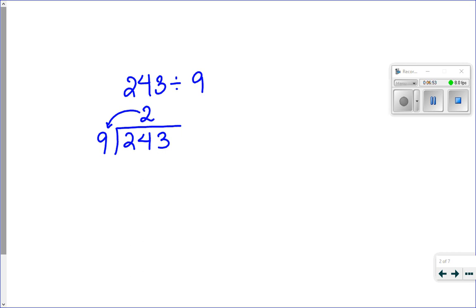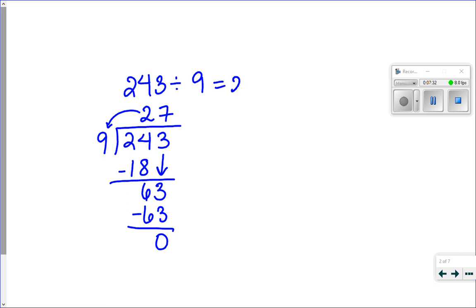And then I'll come down and say 9 times 2 is 18. And then we would find the difference between 24 and 18. That would be a 6. Then we bring down the next digit if there is one, and then we start again. Okay? And then we would play the game again and say, how many times does 9 go into 63? Does it go into 63? The answer is yes. How many times? Well, exactly 7 times. And so 9 times 7 is 63. I would do this difference. I would get a remainder of 0, which means it went evenly, and the result would be just 27.